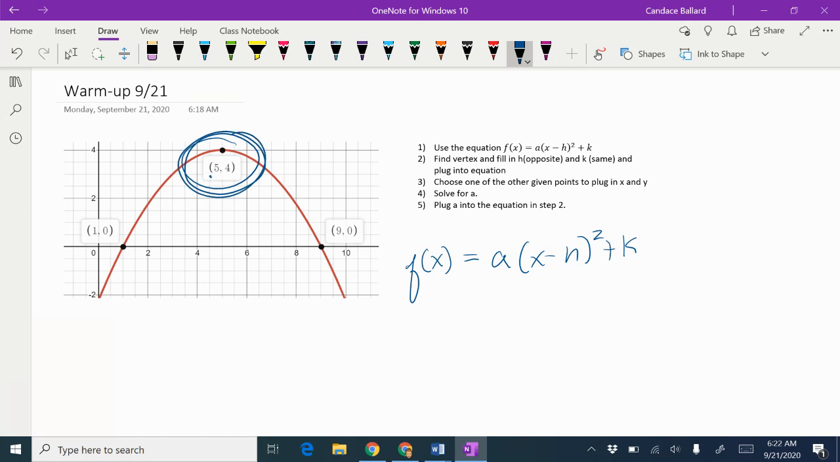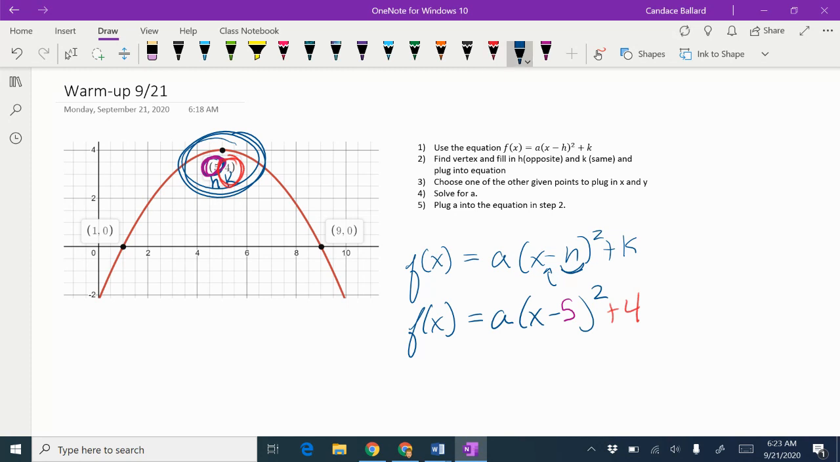Remember, the first value in the vertex is your h value, the second value is your k value. We're going to put the h and the k into the equation, and it's going to appear like the h value changes sign. Really what we're doing is just plugging into here, and the equation has a negative. So f of x equals a times x minus something squared. So we're going to be plugging in 5 for the h, and then we're going to be plugging in 4 for the k.